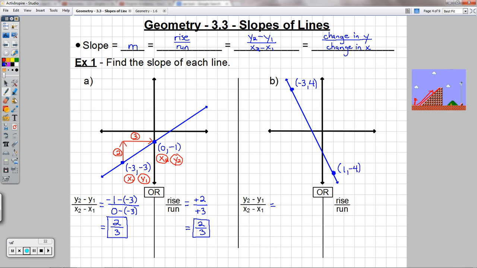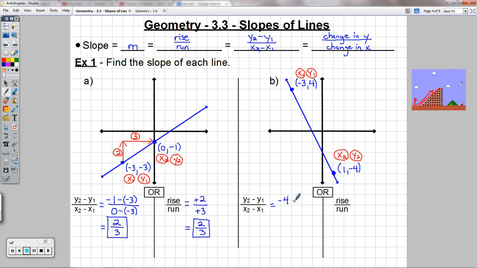So let's label those. This one would be x1, y1. If I want to go left to right, I think that's always the easiest way to go about it. It just keeps things simpler that way, going left to right. So we have negative 3, 4 for x1, y1. We have 1 and negative 4 as x2, y2. Plug it into the slope formula there.